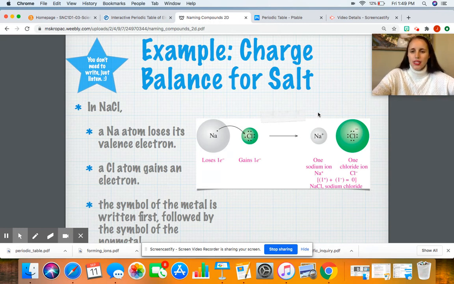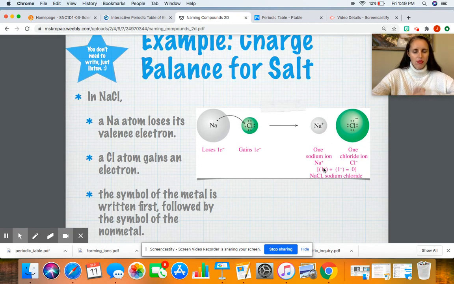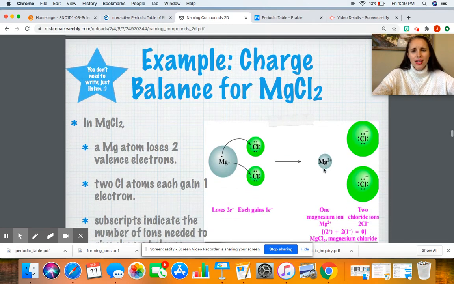What that means is I've got 1 sodium and 1 chlorine. So I would write this as sodium chloride, NaCl. Again, the metal written first and the non-metal written second, right? So that's not too bad. We've looked at that before. Let's look at another example of magnesium chloride.